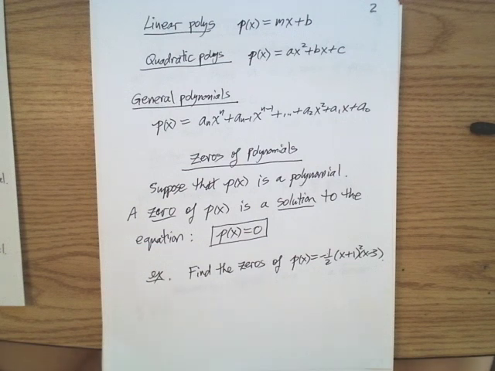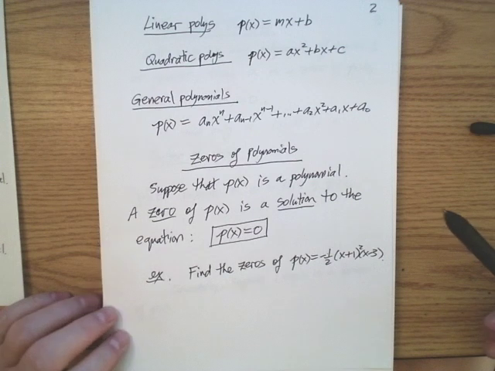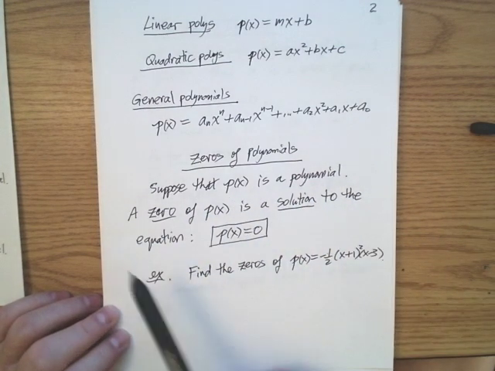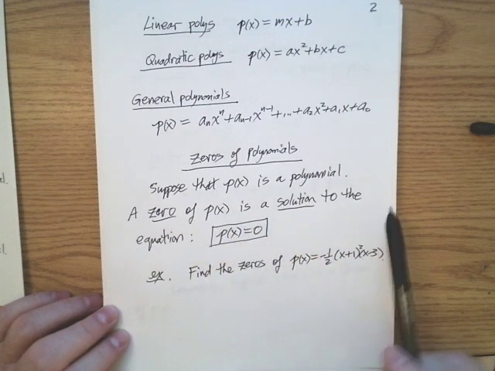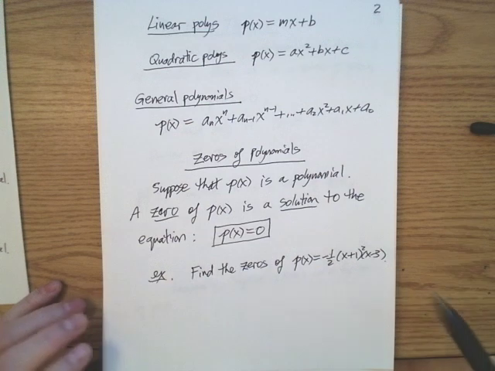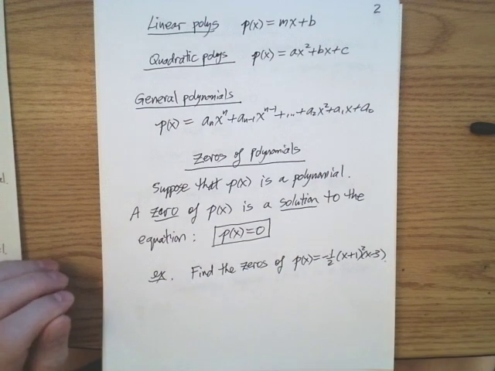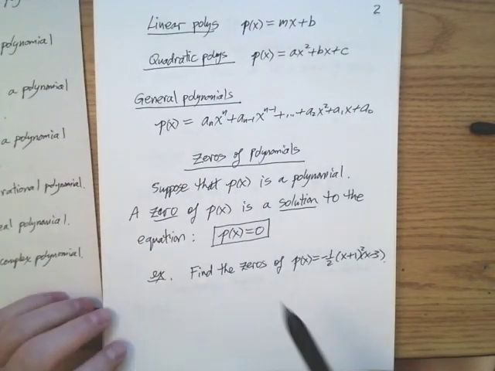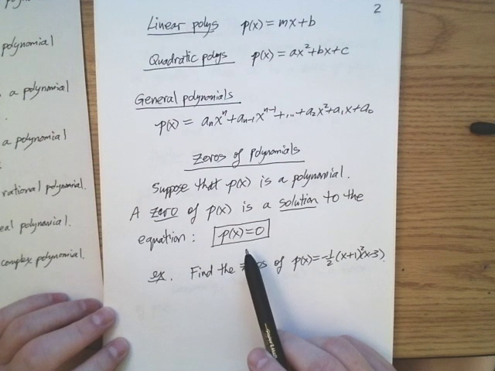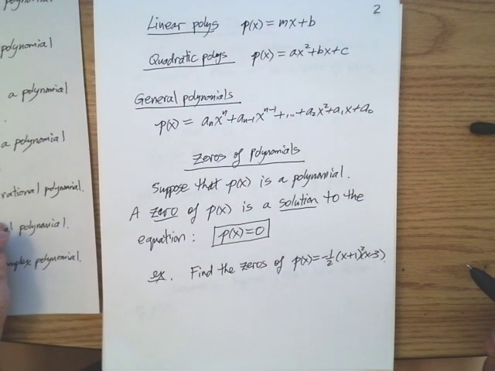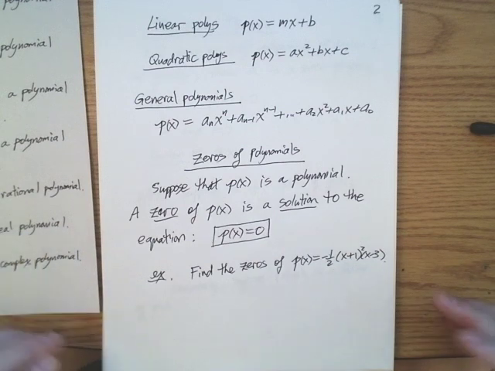Okay, let's finally get to zeros of polynomials. What does it mean to be a zero of a polynomial? Well, suppose that p of x is a polynomial. A zero of p of x is a solution to the equation p of x equals 0. That's all it means. So it's a real or complex number, maybe rational, maybe integer, but it's a number that is a solution to this equation, p of x equals 0. So it's a value which you plug into p of x and you get 0 as a result.